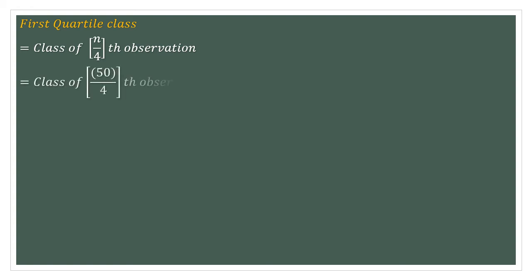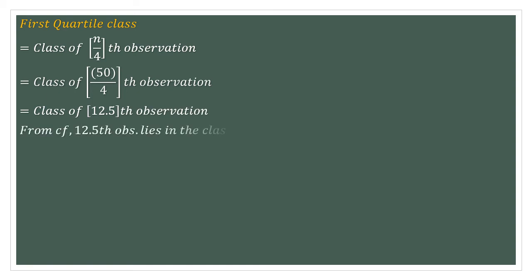First, I will be calculating the first quartile, and because this is a continuous distribution with classes, I will have to calculate the first quartile class. First quartile means n upon 4. Because it's a continuous distribution, n plus 1 is not used, just n. N is 50, so 50 upon 4, which would be the 12.5th observation. From the table, the 12.5th observation lies in the class 500 to 650.